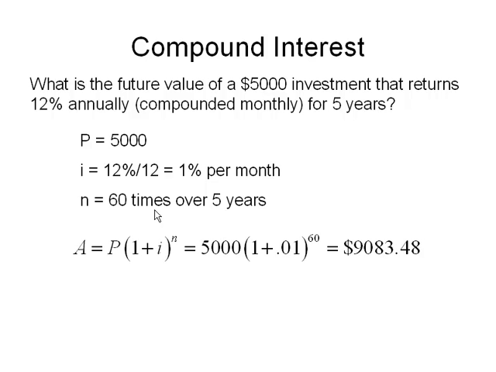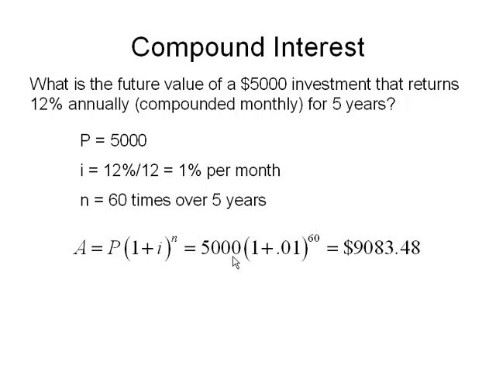Now I put that into my compound interest formula. I get 5,000 times the quantity 1 plus 0.01, that quantity raised to the 60th power. So that's $9,083.48. Although it may look like there's a lot to memorize here, you really don't have to do too much.